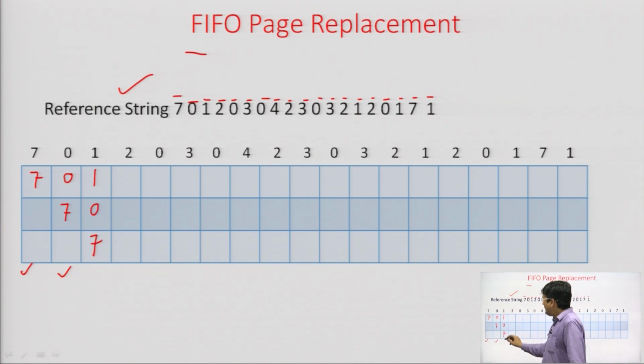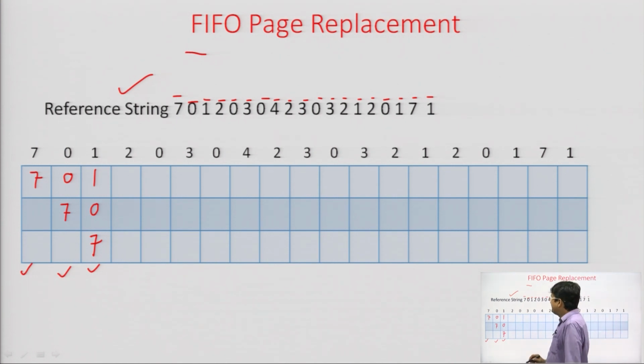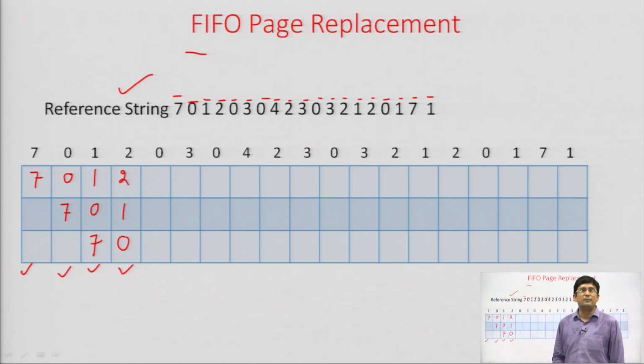Let us bring this 1, but 1 was not present. So, here we will consider that there is a page fault. Now, 2 is not there. So, we will have to bring 2, but at the cost of some replacement. So, which page will be replaced? 7 was the first one to be referred, so we will replace 7. So, 2, 1, 0. 7 is being thrown out to the hard disk. So, there is a page fault.